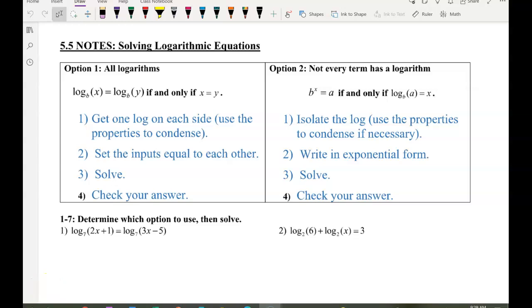We have to do 9 example. All right, so make sure we listen to Carter. All right, Margot, help us read the instruction to 1 to 7. Okay, so Margot said determine which option to use and then use it to solve. Okay, let's go.